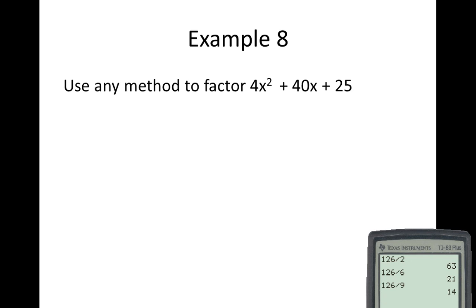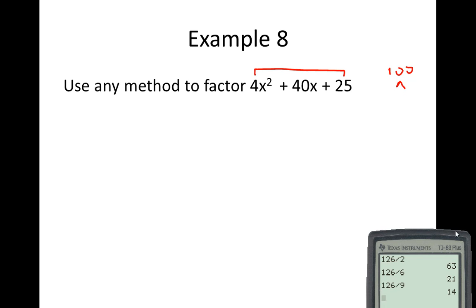Okay, use any method to factor 4x squared plus 40x plus 25. It looks like there might be a common factor here, but 4 does not go in 25, so I've just got to proceed. 4 times 25 is 100. So factors of 100, that will lead me to a 40 when I add them up.